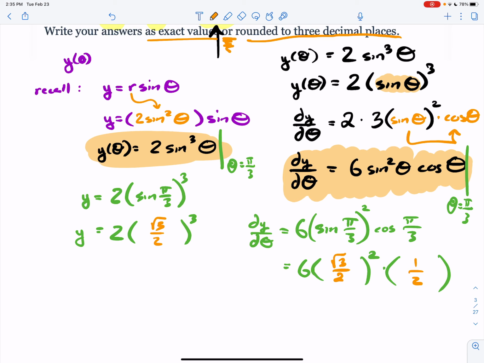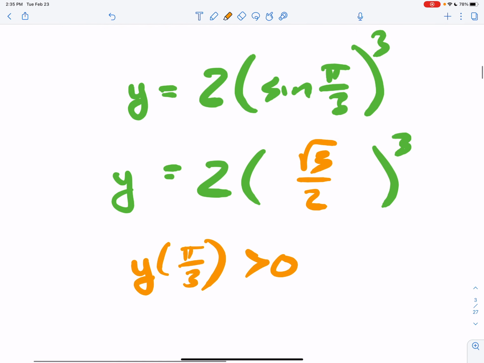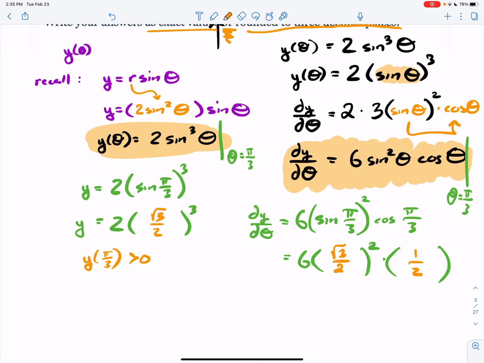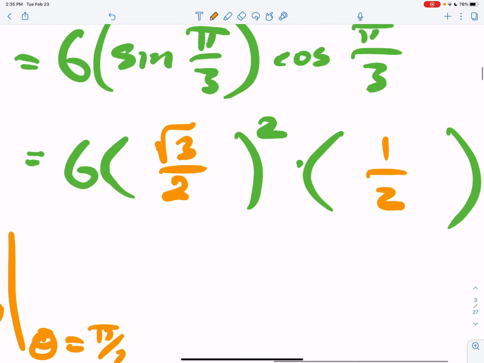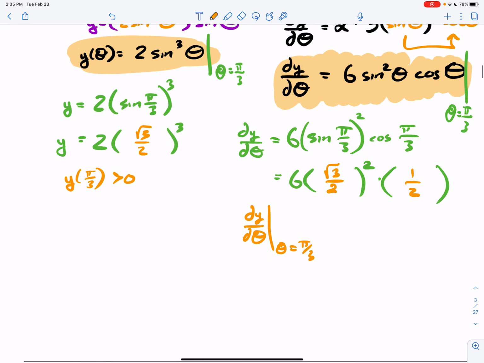But there are some problems where you might want to do it. What's the whole point here? The whole point is you want to know if it ends up positive or negative. So right here, y of pi over 3 ended up with something positive because if you take a look at this here, everything is positive. So you know your overall result has to be positive as well. Same thing over here, dy d theta at pi over 3. Since all of these factors are positive, you know the overall result has to be positive as well.